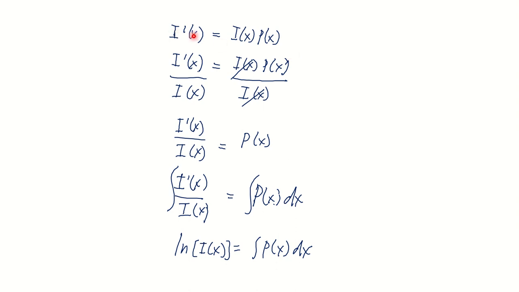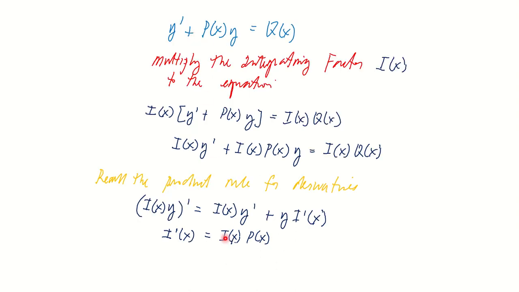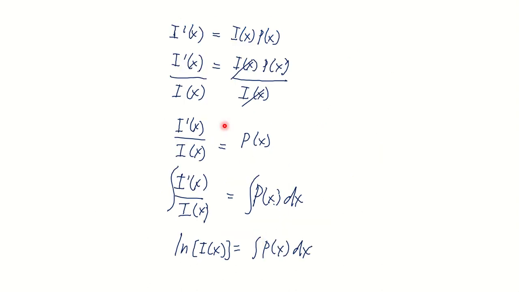So you have I'(x). This is based on our previous slide, that I'(x) is equal to I(x)p(x). Then we divide both sides of the equation by I(x). So we have I'(x) over I(x) is equal to I(x)p(x) all over I(x). Then we cancel out I(x), so we are left with I'(x) over I(x), and this is equal to p(x).